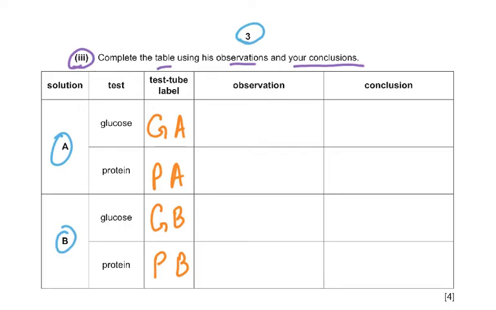Now in part 3, it says complete the table using your observations and your conclusions. Conclusion means, what did you conclude? Was glucose present? Was it not present? Did something happen? Did something not happen? Observation means what you see. I see an orange color when I do a Benedict's test. What does that mean? It means reducing sugar is present. Then if I do a Benedict's test and it gives me a brick red color, the conclusion is that there is more reducing sugar than with the orange one.